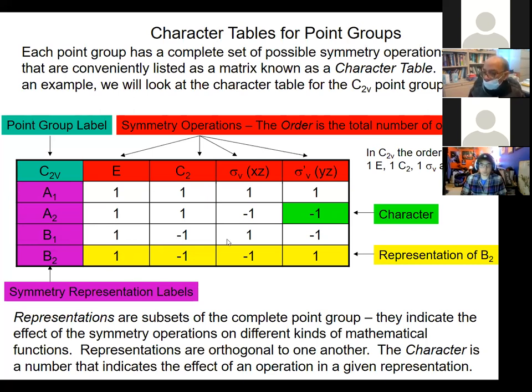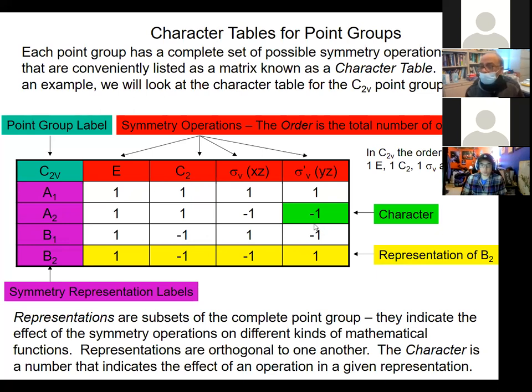Finally, the yellow row that you see, 1, -1, -1, 1, that entire row is called a representation. So this 1, -1, -1, 1 corresponds to the representation of B2. Similarly, for A1, it is 1, 1, 1, 1. For B1, the symmetric representation is 1, -1, 1, -1.